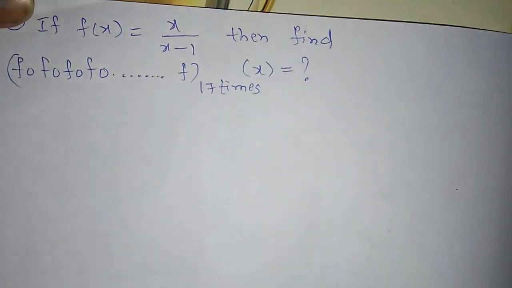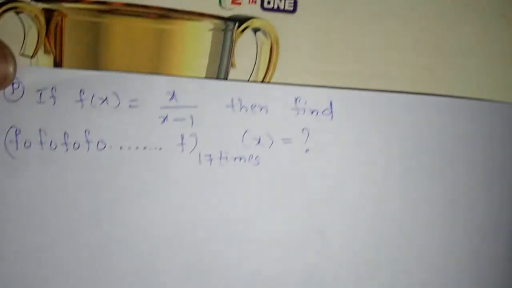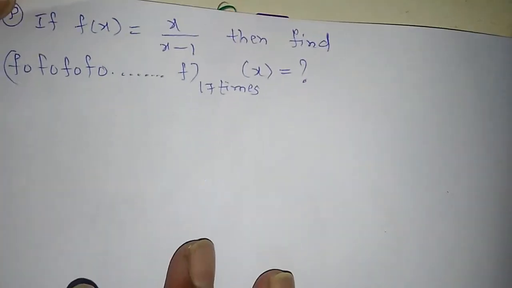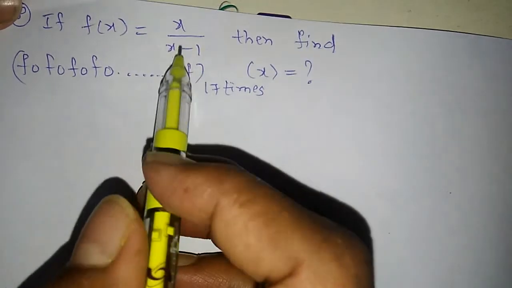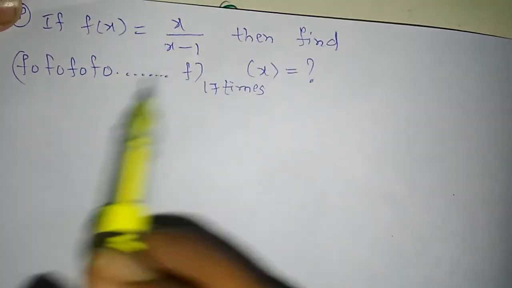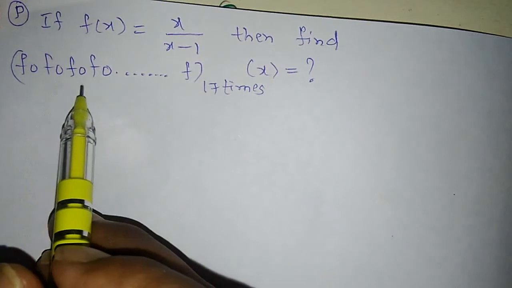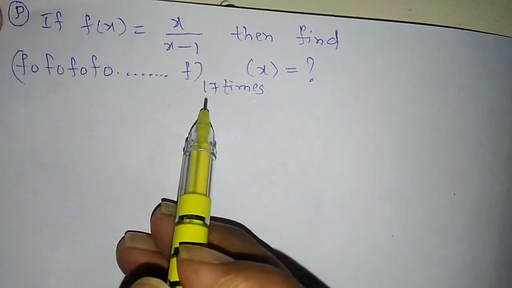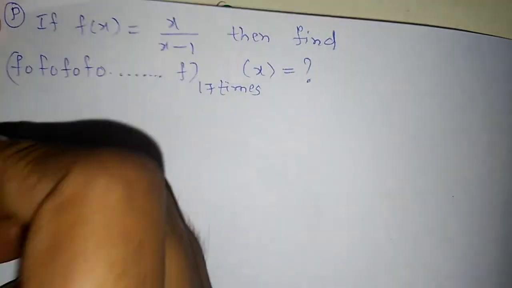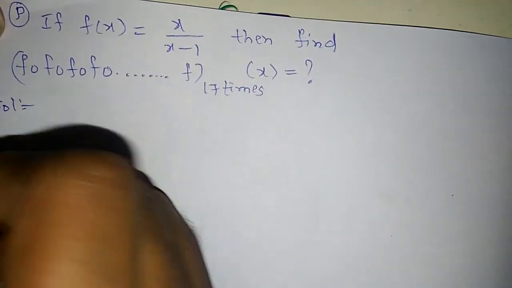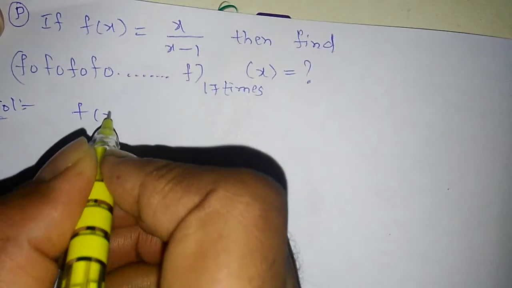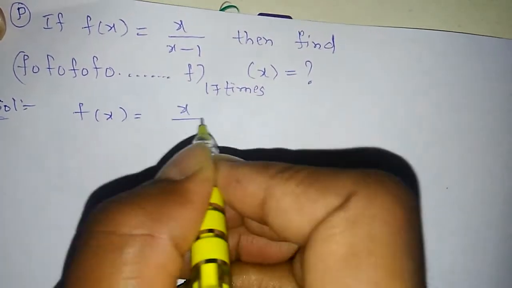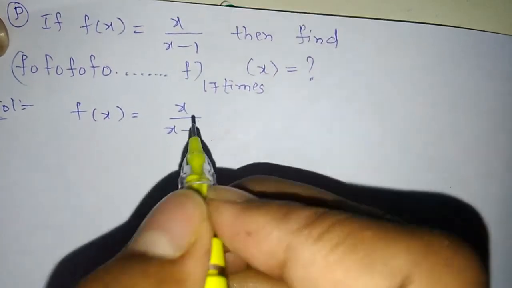So our next problem is f of x is equal to x by (x minus 1). Then find f circle f circle f circle f circle, and so on, f comes 17 times, of x. So here, given f of x is equal to x by (x minus 1).